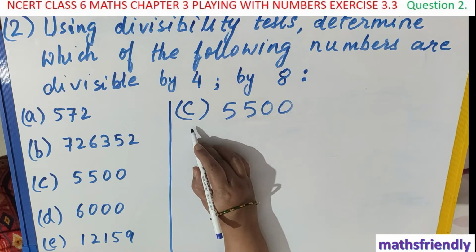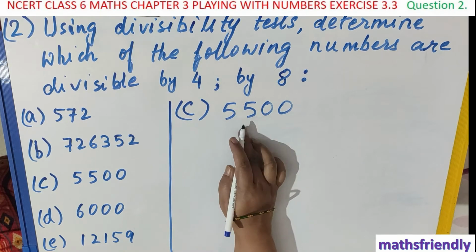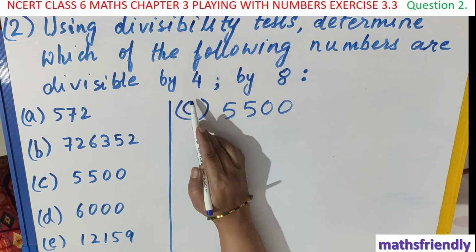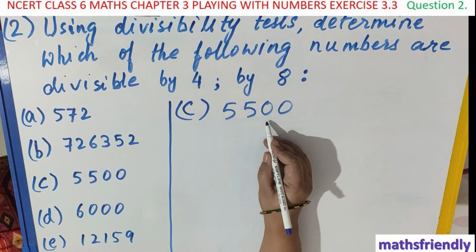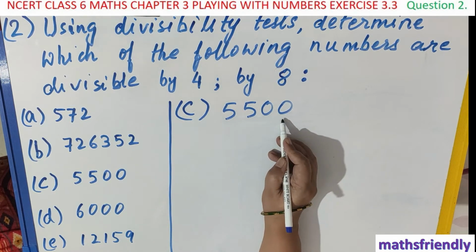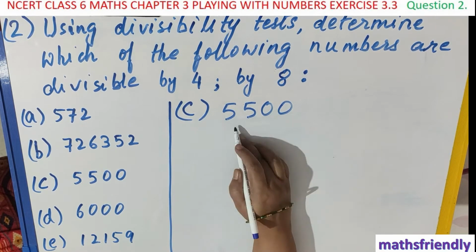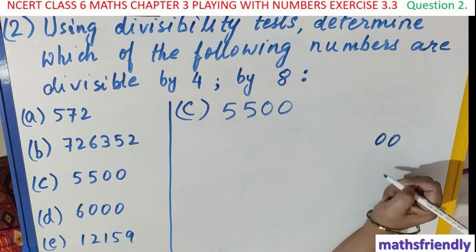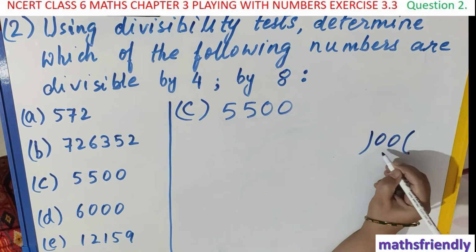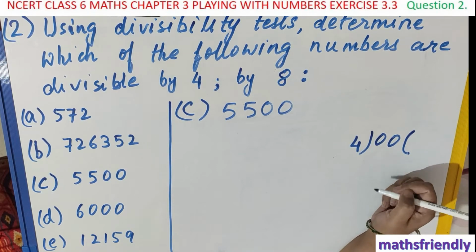Now let us do question number C. Which number is given? It is 5500. We have to check whether this number is divisible by 4 and by 8 or not. So for 4, what do we have to check? The last two digits. If the number formed by the last two digits is divisible by 4, then the number is divisible by 4. So the last two digits are 0, 0. So we will divide this by 4 and check whether the remainder is 0 or not.